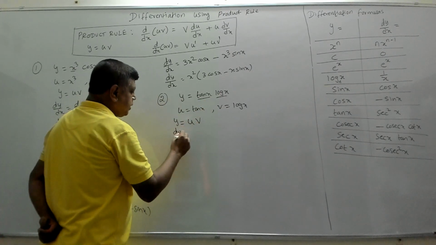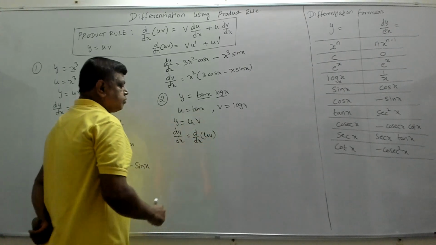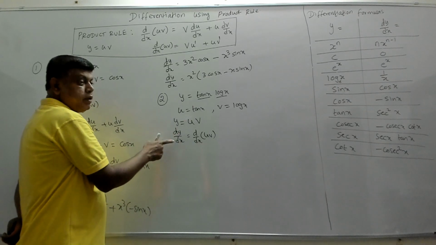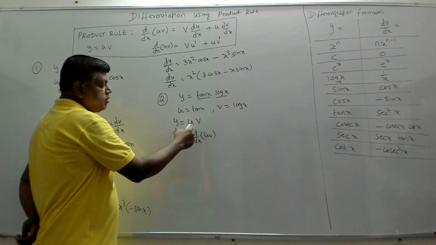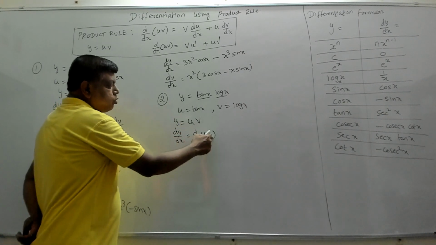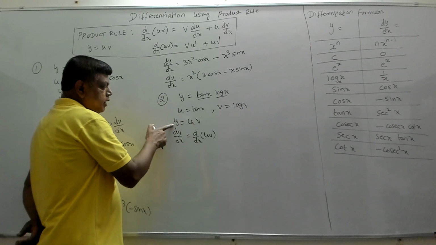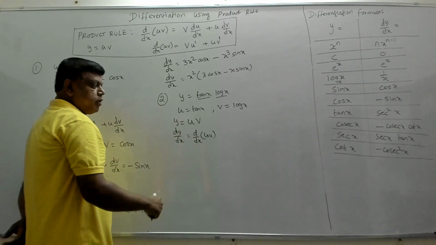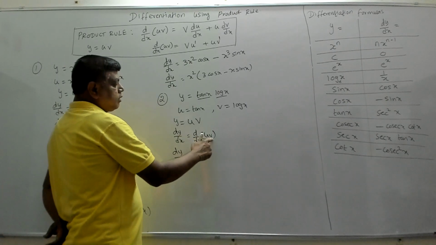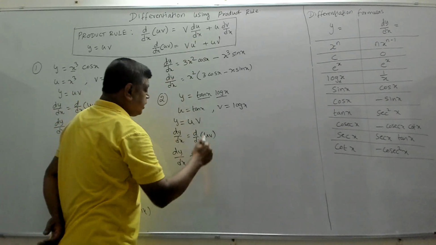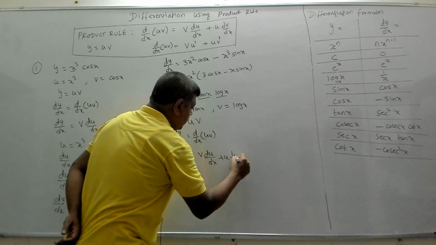So what is dy by dx? Differentiate this. We get d by dx of uv. When you differentiate y with respect to x, it is dy by dx, and differentiating uv will be d by dx of uv. So we have differentiated both sides. So dy by dx is equal to, now what is d by dx of uv? It is v du by dx plus u dv by dx.